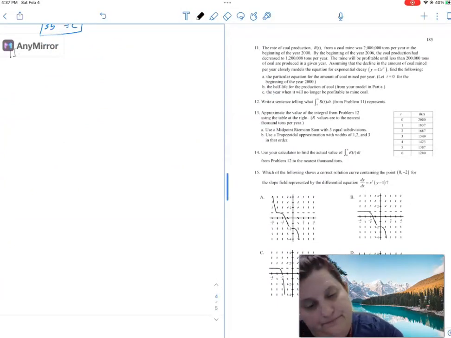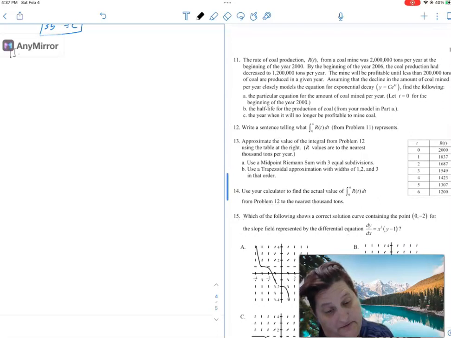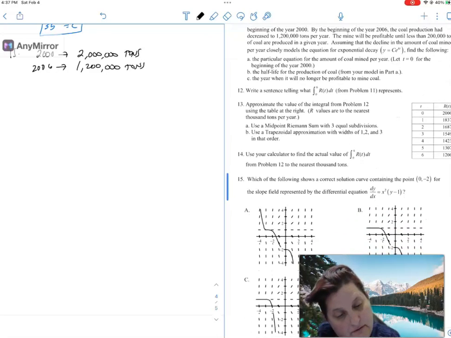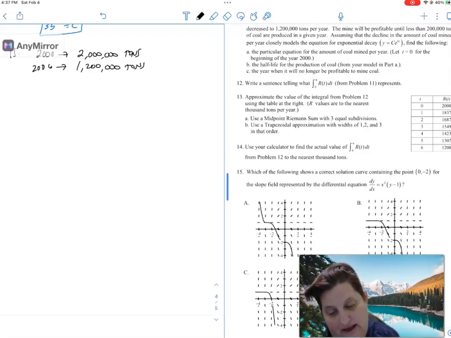The rate of coal production, R of T, from a coal mine was 2,000 tons per year at the beginning of 2000. By 2006, it had decreased to 100. Okay, hold on. So in the year 2000, it was 2 million tons. In the year 2006, it was 1.2 million tons. The mine will be profitable until less than 200,000 tons of coal are produced per year.